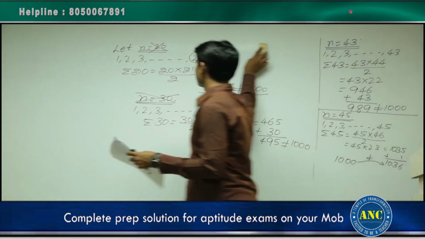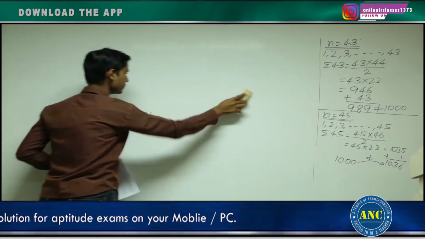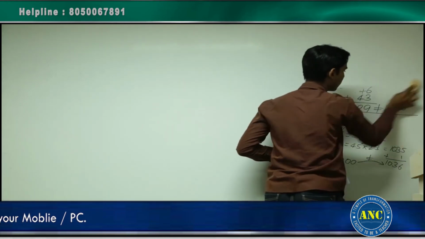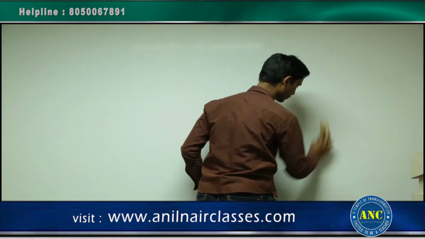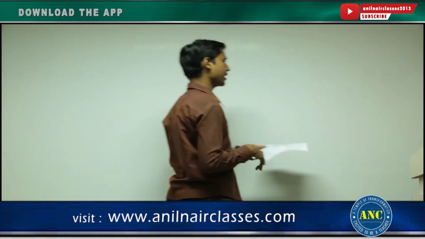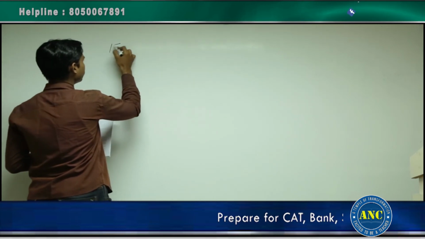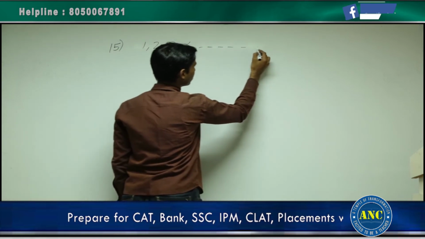Question number 15. See here. It's the reverse of the previous question. Once you understand this concept, these are very, very easy questions. 15th question. See here. First I will explain the question. Question number 15. I started writing some natural numbers on the board.